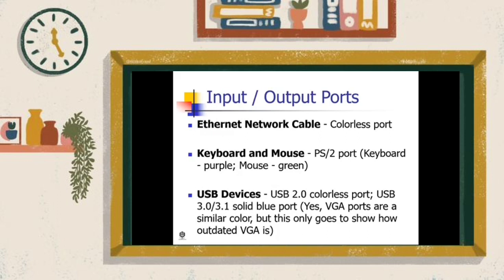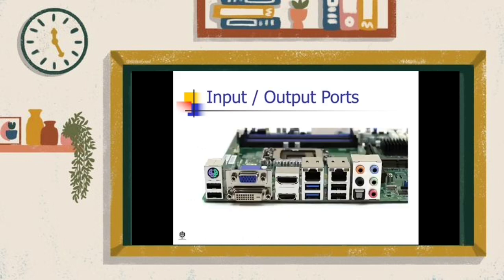Ethernet network cable, colorless port. Keyboard and mouse, PS2 port, purple for keyboard and green for mouse. USB devices, USB 2.0 colorless port, USB 3.0 or 3.1 solid blue port. Yes, the VGA port is a similar color, but this only goes to show how outdated VGA is. And some modern motherboards feature a USB-C type connection. So these are the input or output ports.